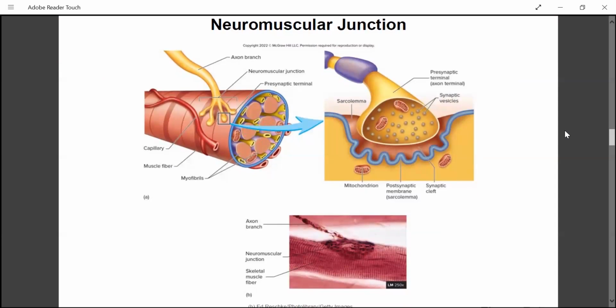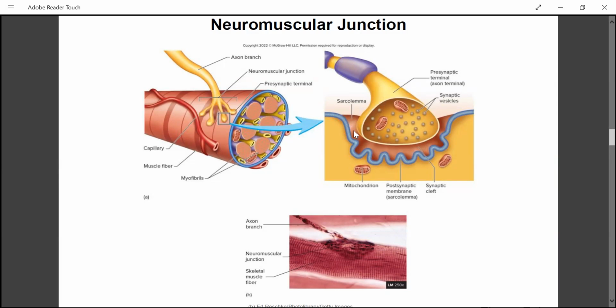So here's just a diagram that illustrates that. This is the axon of our neuron. It's going to have multiple synapses here with our muscle fiber. If we zoom in even further on just one of these feet, we have our presynaptic terminal. This is going to be the end of our axon. We have synaptic vesicles filled with acetylcholine in this case.